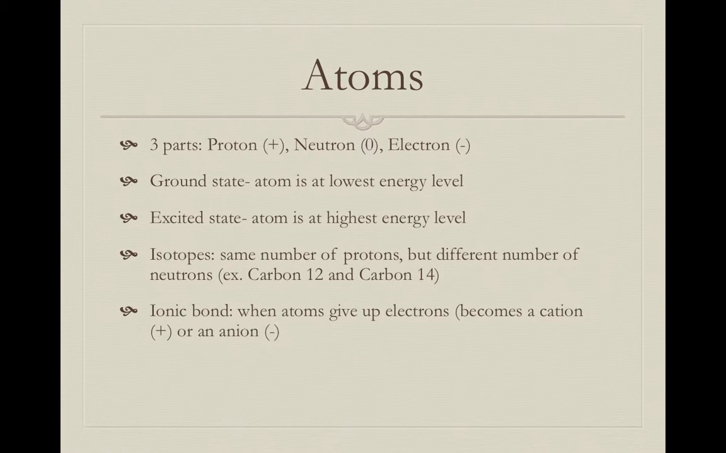Now there are two types of bonds. An ionic bond is when atoms give up electrons. So basically they don't share them, but they completely give them up. So one becomes a cation, which is a positive, or an anion, which is negative. And a covalent bond is when atoms share electrons, which results in a molecule actually.